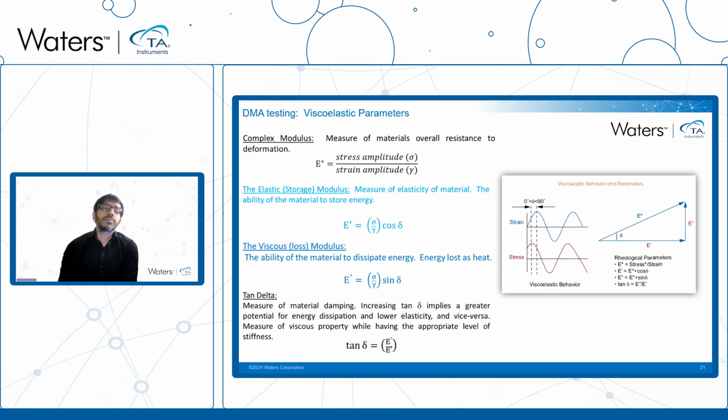Another very important parameter widely utilized is tan delta, which is mainly the ratio of loss modulus to storage modulus. Tan delta actually quantifies the damping capacity of a material. The higher the tan delta, the more damping capacity the material will demonstrate.